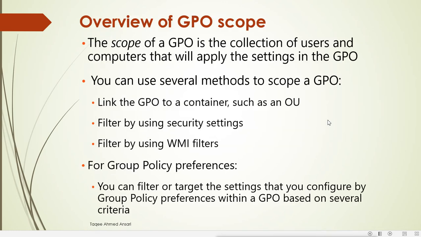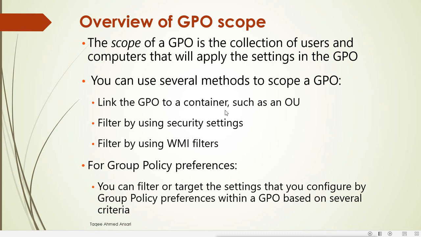Now the scope of the GPO, Group Policy Object scope. The scope of the Group Policy Object is the collection of users and computers that will apply the settings in the GPO. So you can use several methods to scope a GPO. That means link the GPO to a container such as an OU. So that will be the scope where the group policy object will be applied. That means all the settings which we have configured in that group policy object are going to be applied on that OU.